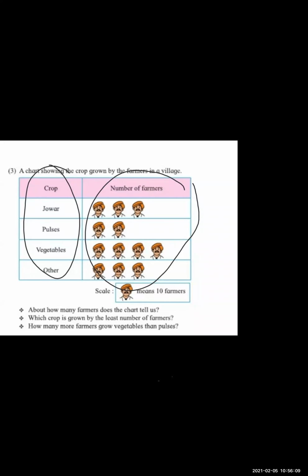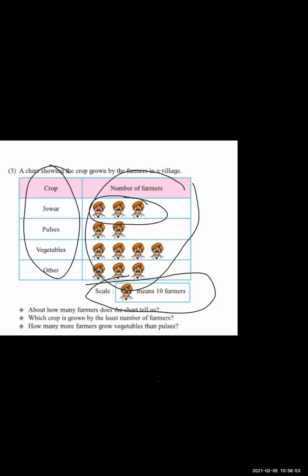So now our first question is: how many farmers does the chart tell us? But before you solve the question and answer, there is one main point you want to clear. Look here, now I'm going to highlight that point. Scale means 10 farmers. That only I'm going to explain to you before solving the question. Look here, students. In the Jawar column, 3 farmers are there, right? But you don't want to count the 3 farmers. No, because downside one key is given to you, one hint is given to you.